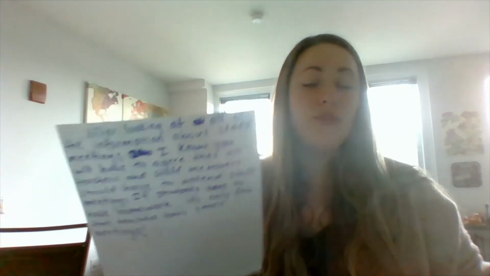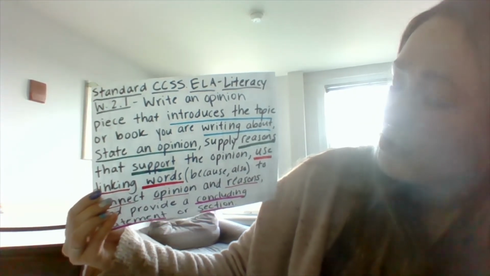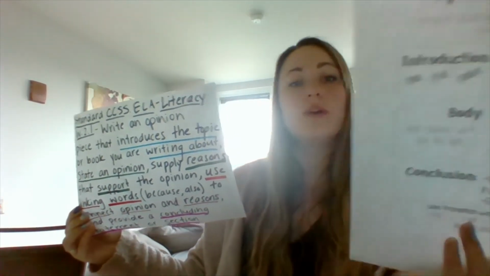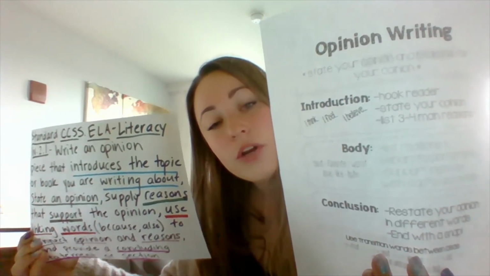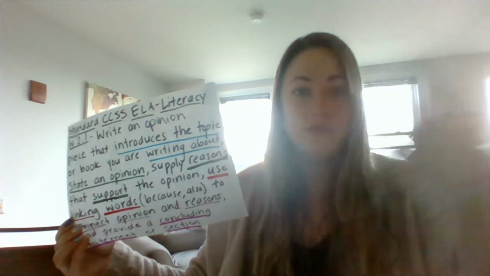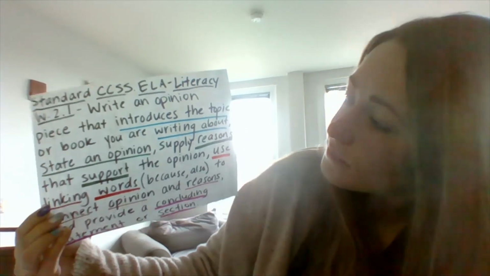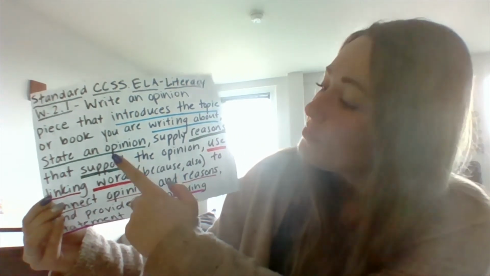Okay, so that's the example that I wrote for you, just so that you know and you see the format of all the indentations, okay? I'm going to go back to my standard real quick so I can kind of explain the color-coded parts. In blue, it says introduces the topic or book you are writing about. That is going to be your introduction, okay? So everything we just did, that introduction, that first paragraph, you're going to be telling me, first of all, what you're even talking about, okay? You're going to be talking about should students have homework, and then you give your opinion on that. So when that's also in your introduction, state an opinion. You have to tell me what your opinion is.